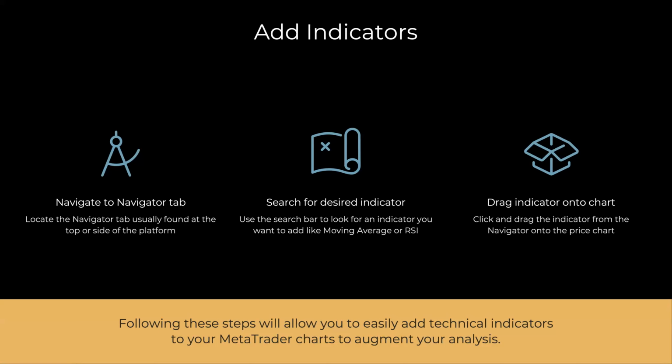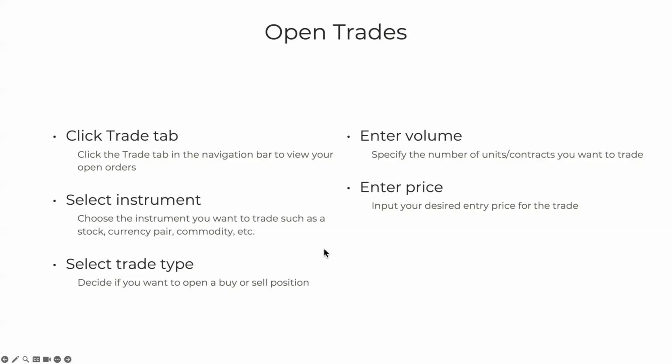So this will give you some indicators on when you can enter a trade, if you're going to use indicators. You're going to locate the Navigator tab, usually found at the top or side of the platform. Don't worry, we're going to show you all this. Search for the desired indicators and then drag it to your chart. We will go over all that, and show you how to save it on your desktop as well.